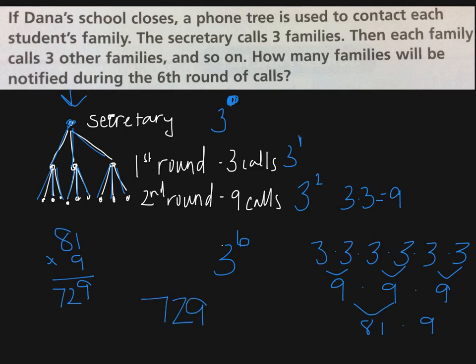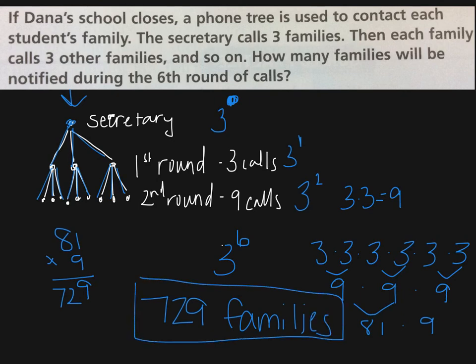729. It says how many families, so then I should write my unit, families, after it, so I know what 729 represents. And I'll put my box. I have all my work shown, and I am good to go.